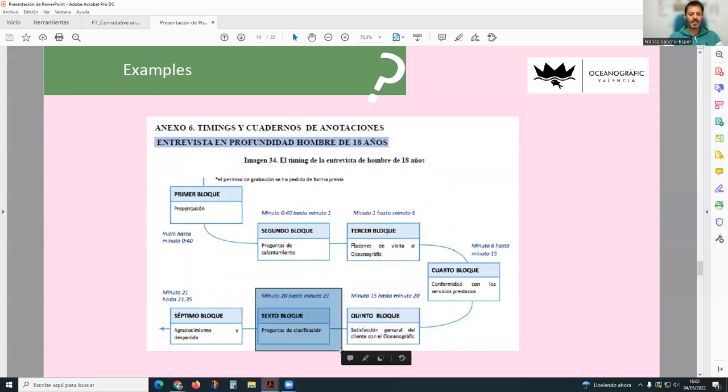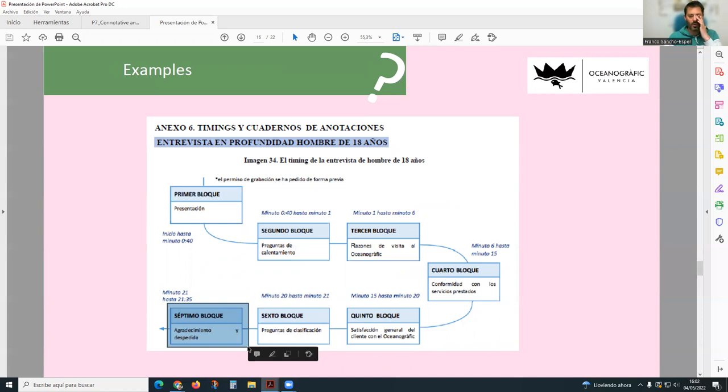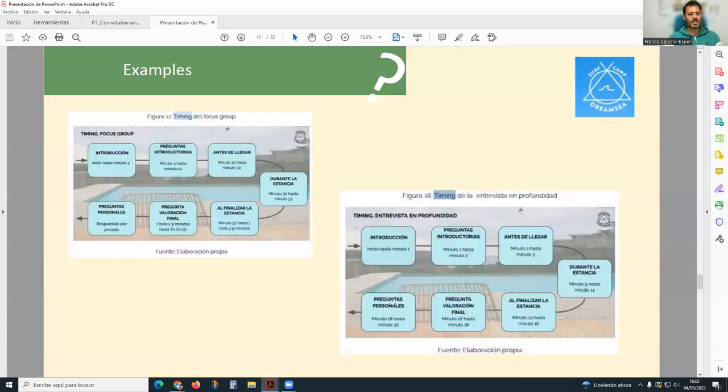sixth block, classification questions. Last block, thank you and goodbye. So this is an example. Here you have two more examples, one from the focus group and another one from the in-depth interview, from the study from Dreamseas from Surf Camp. If you want to see this in more detail, you can stop the video and have a look at the different elements and how they identify the minute where the block changes.